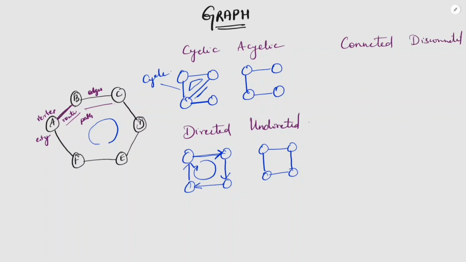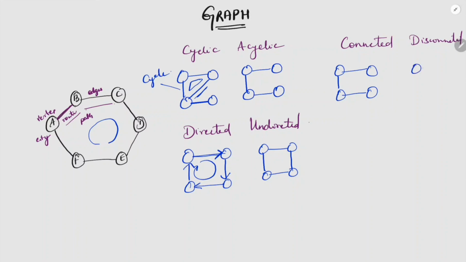So a connected graph is where every pair of vertices in the graph has a path of one or more edges connecting the vertices. So if we take a simple graph here, and if we connect all the vertices in the graph with at least one edge, then this becomes a connected graph.